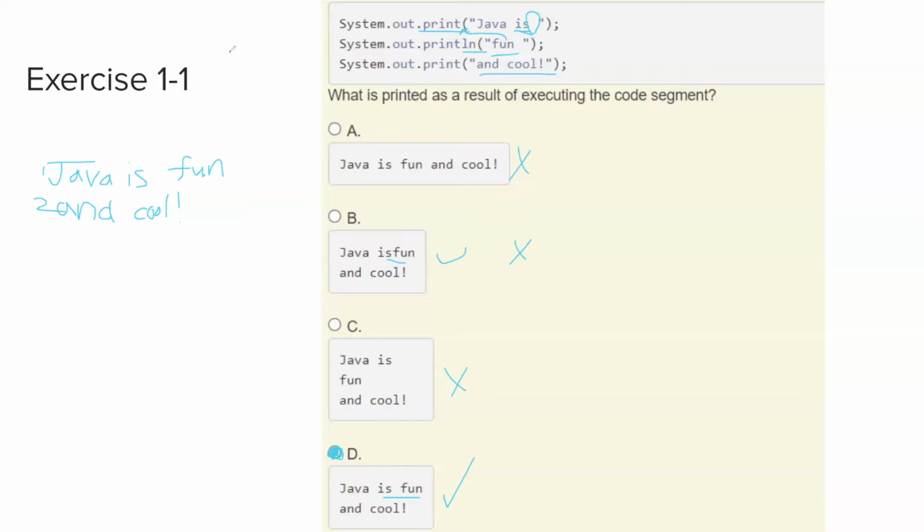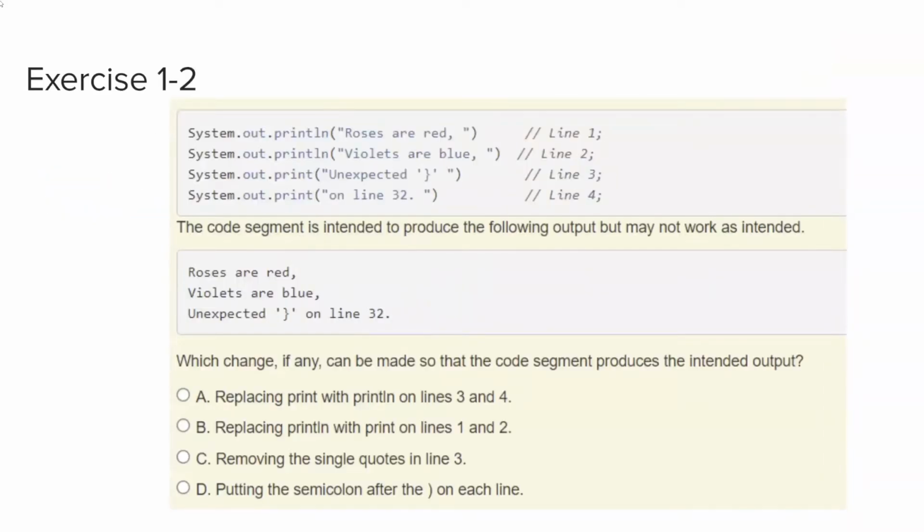All right, cool. Let's look at the next question. So the next question states: println "Roses are red", this is line 1. "Violets are blue", line 2. "Unexpected", this, line 3. "On line 32", period, line 4, right? So the code segment is intended to produce the following output, but may not work as intended.